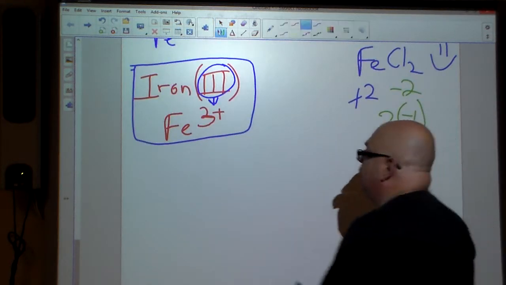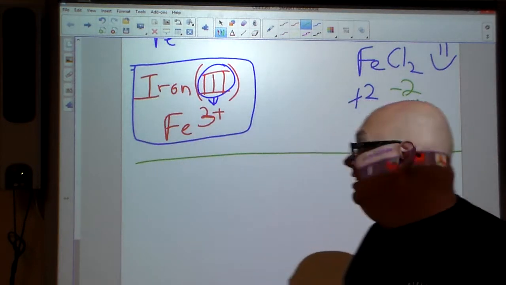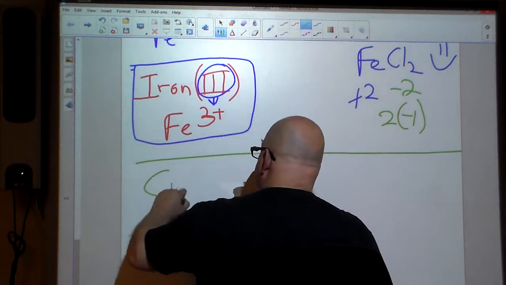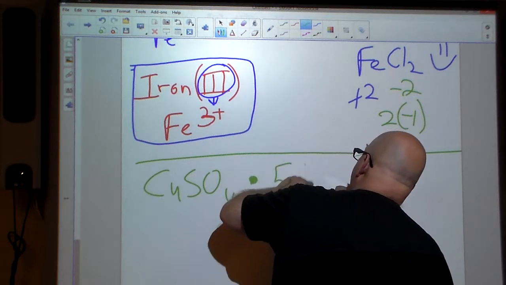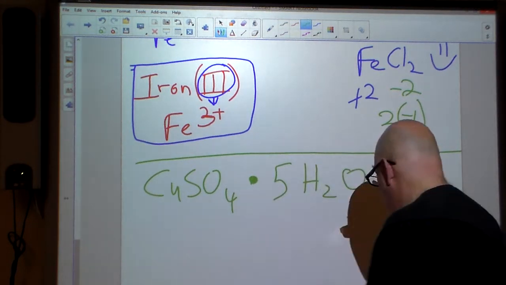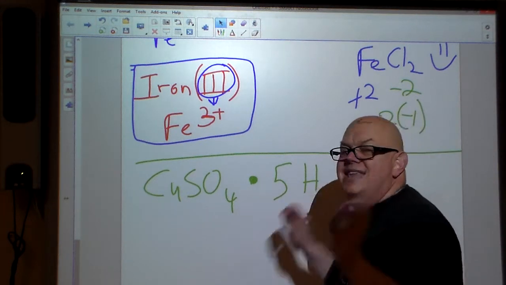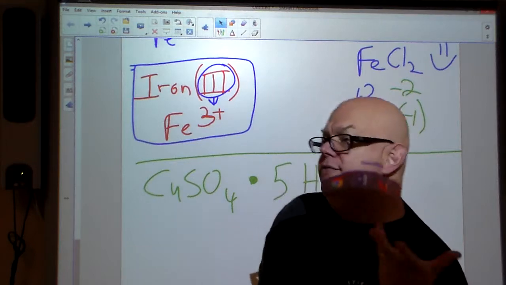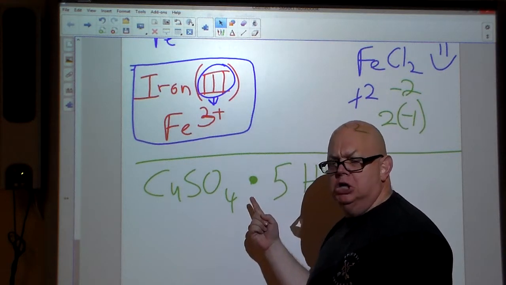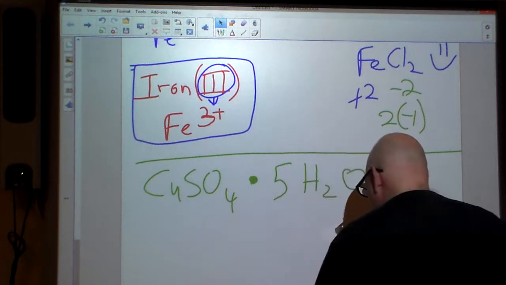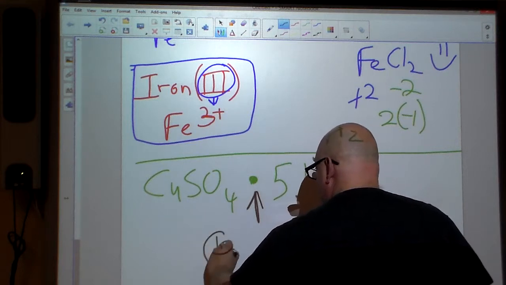Okay, a couple of other things. What about the funny little dot? What happens when you got CuSO4 dot 5H2O? Now notice this is a big dot. It's not a little period. It's not a little cute little decimal like you have in math. This is a big dot. It's huge. Well, what is that dot telling us?